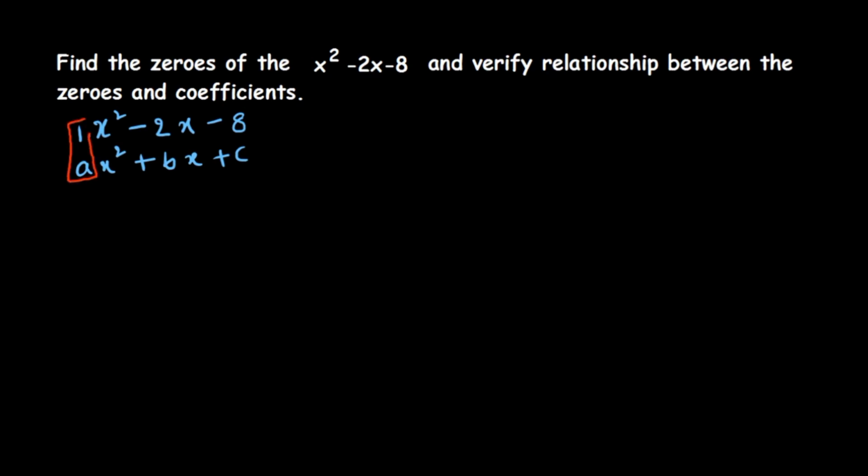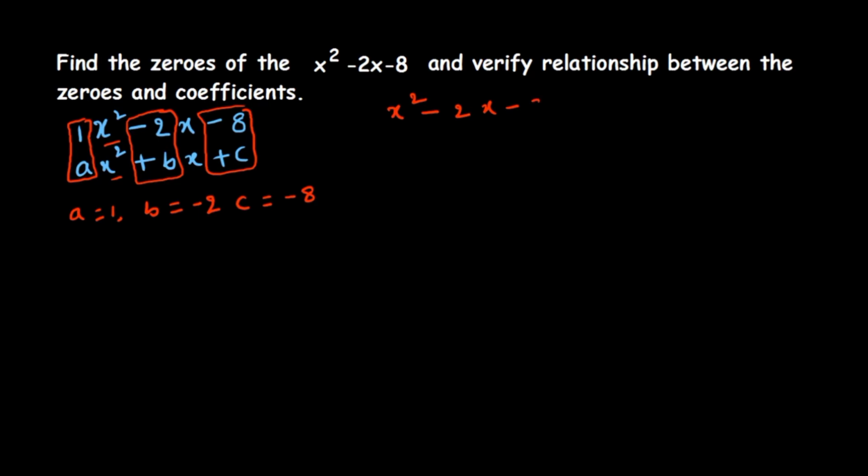So here we have a equal to 1 because the x square coefficient is a and here it is 1, and the x coefficient is b and here it is minus 2, so b equal to minus 2, and here is a constant, so c equal to minus 8. So once again I am writing here a equal to 1, b equal to minus 2 and c equal to minus 8. We should divide this into factors now, that x square minus 2x minus 8 should divide into the factors.